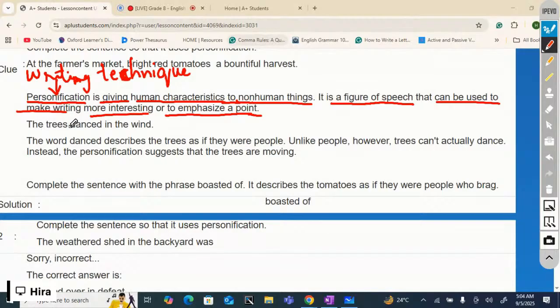Let's read this example. The trees danced in the wind. Well, we know trees are non-human things, and dancing is a human characteristic. Humans can dance, trees cannot dance. Well, they can somehow move when the wind blows, but they cannot dance. So the trees danced in the wind. This is an example of personification.